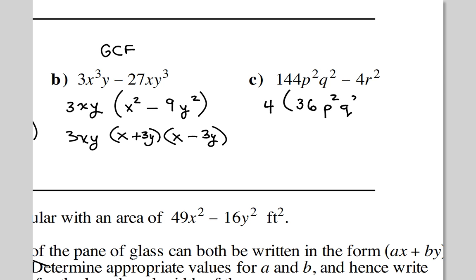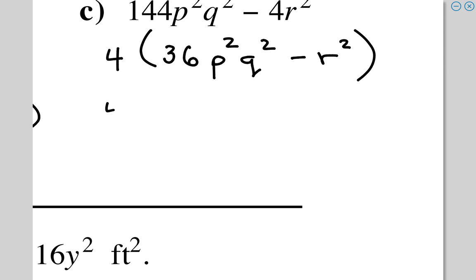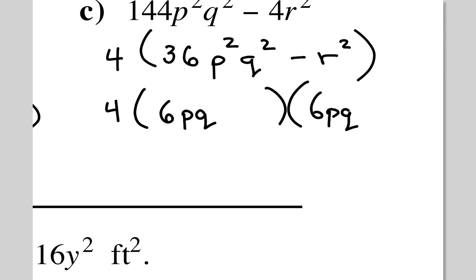P squared Q squared minus R squared. Is there a difference of squares in the bracket? Because 36 would go to 6, and then PQ. And that's what I like to do. I like to put the structure in and then fill in the space, because then I don't have to think about it. So now I'm like, okay, how to make an R squared? So it has to be R and R, one's plus, one's minus. Questions on that?